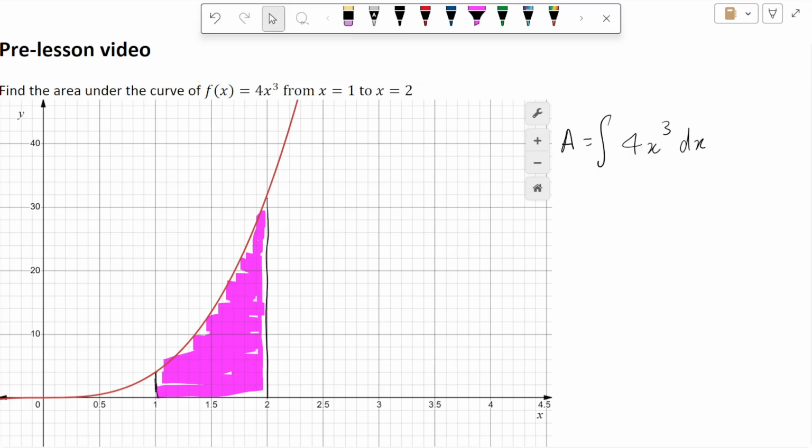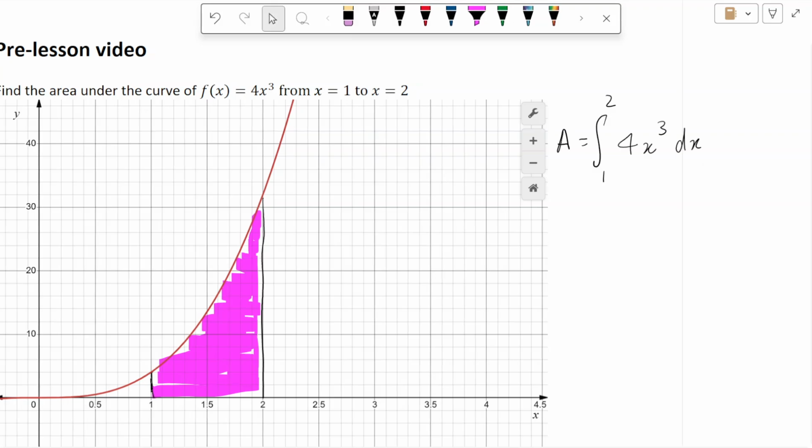Well, we need to do something called a definite integral. When I say definite integral, I mean you whack some numbers on the end there, and then we go through a little bit of an extra process at the end. So the first thing we need to do is calculate the actual integral of 4x cubed. So that's going to be 4x to the power of 4 over 4.